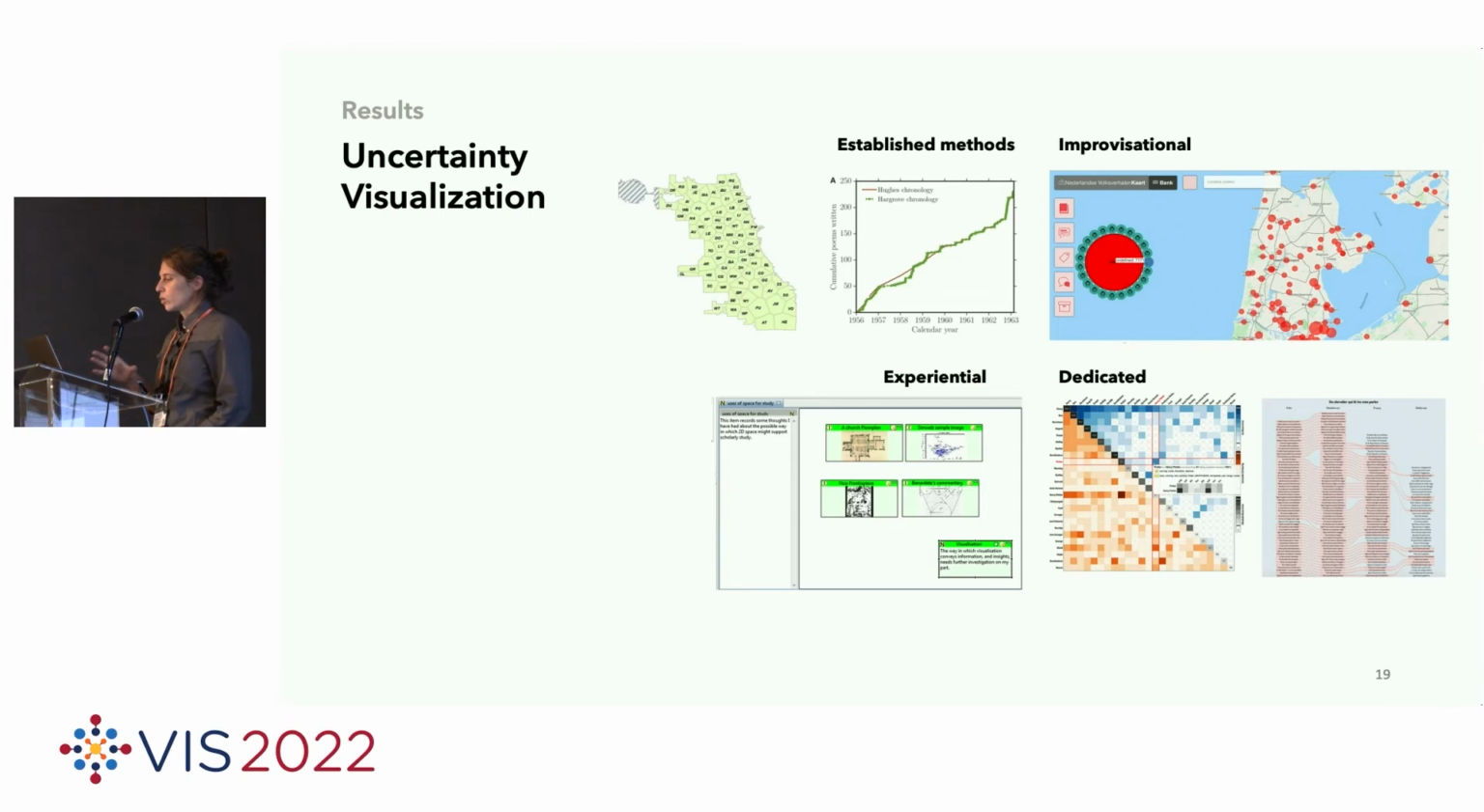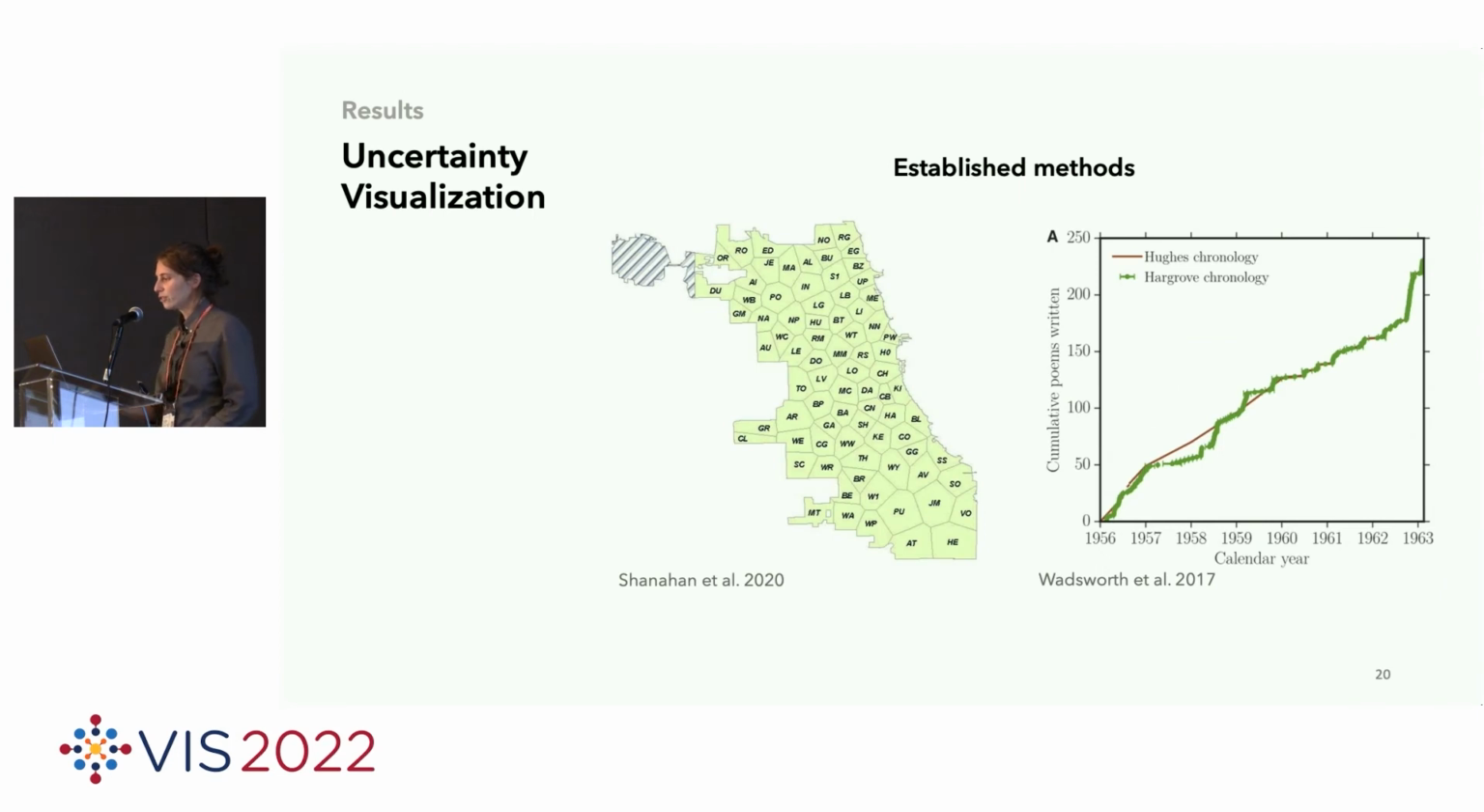So working with these 20 visualizations, we proposed a tentative grouping of how this communication actually happened. First and foremost, we saw that there was the most obvious kind of representation, which were established methods. So for instance, here you see a map with missing data on the right, while on the left you see error bars on time series data.